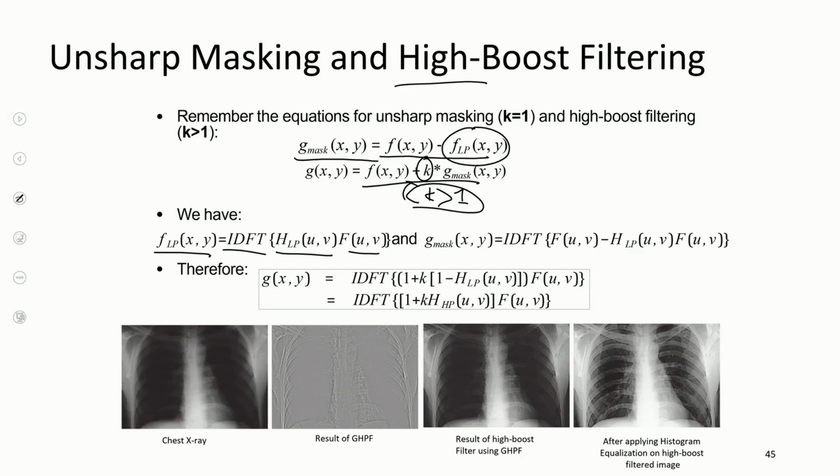Okay, so what is now this? This is the image but minus the low pass filter. So I can write this as the frequency domain image minus the low pass filtered image in the frequency domain, and then taking the IDFT, I get the spatial image.